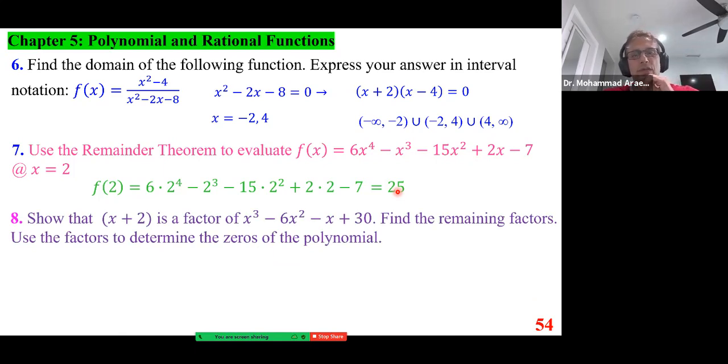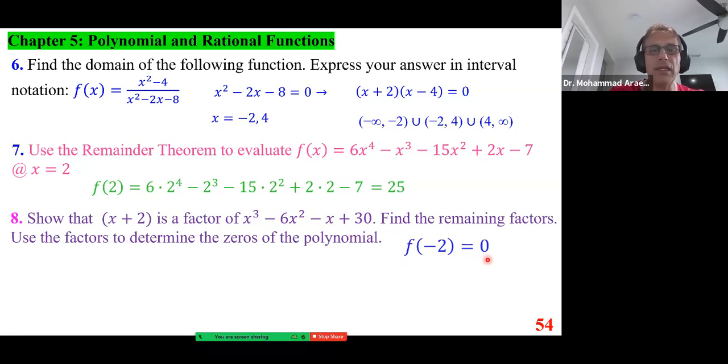Show that x plus 2 is a factor of this function, and then find the remaining factors using the factors to determine the zeros of polynomials. If this is a factor, that means I can divide by it. One easy way with the factor theorem is to plug in negative 2. If I plug in negative 2, I must get 0. I'm going to leave it for you to show that. And that really takes care of the first part: plug in negative 2, and show that it's 0.